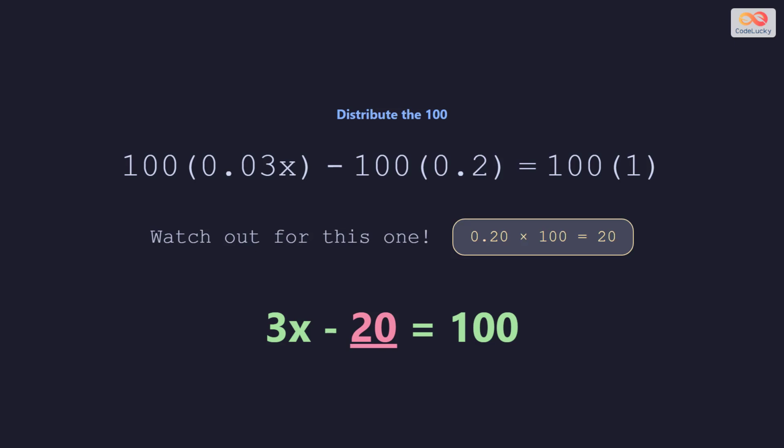100 times 0.03 becomes 3. 100 times 1 becomes 100. But be careful with the middle term. 100 times 0.2 moves the decimal 2 spots, so it becomes 20, not 2. Our new equation is 3x minus 20 equals 100.